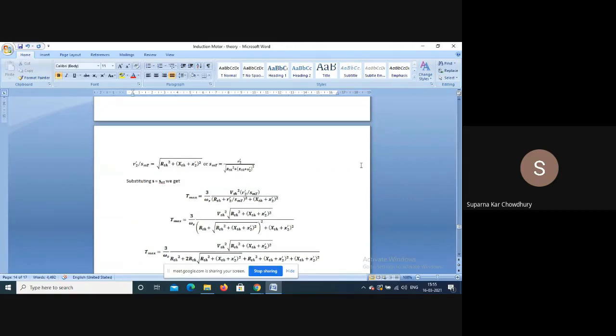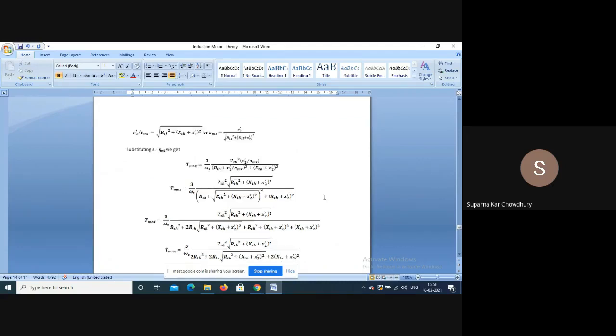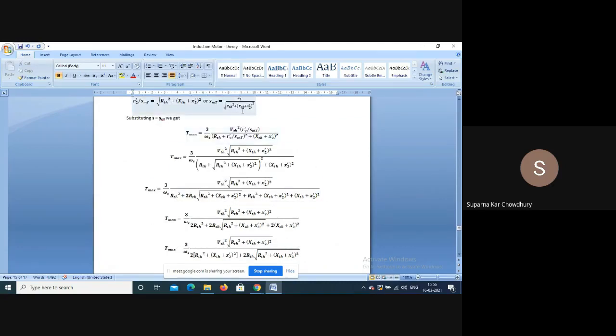Now we can find out the maximum torque by putting this slip value in the torque expression. So Tmax will be 3 by omega s, R Thevenin square into R2 dash by SMT, R Thevenin plus R2 dash by SMT whole thing square plus X Thevenin plus X2 dash square. Now this R2 dash by SMT can be replaced by this quantity.